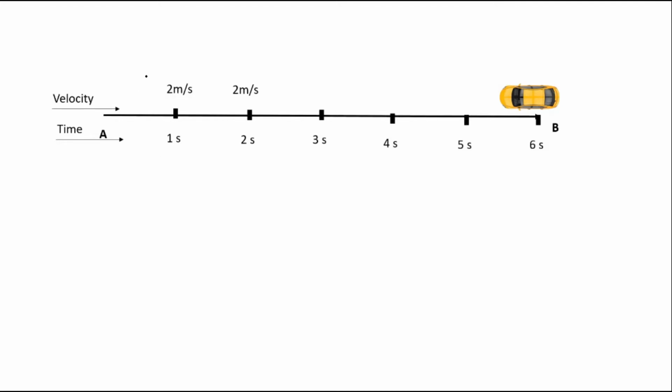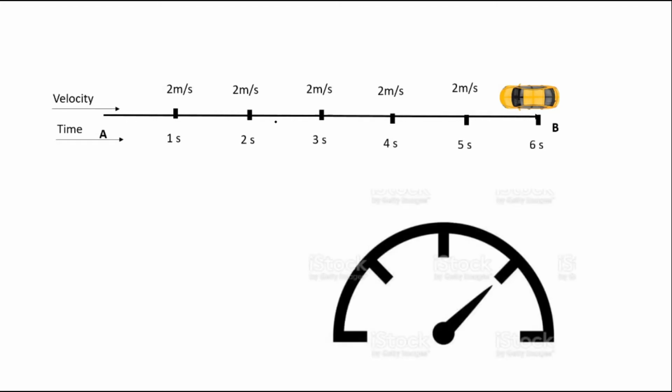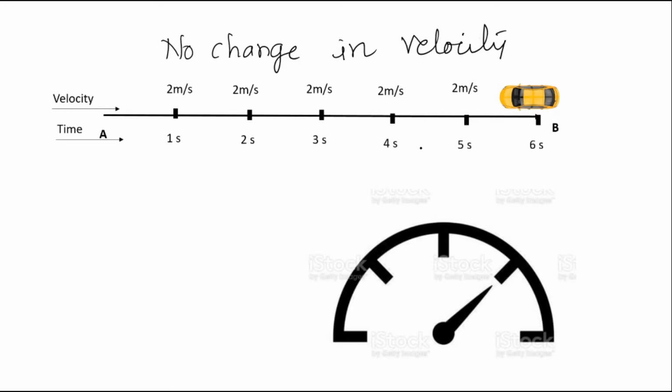This means the car is moving with a constant velocity. Again it's 2 meter per second, then 2 meter per second, then 2 meter per second. So there is no change in velocity. You can call this velocity speed also, because it's a straight line motion.